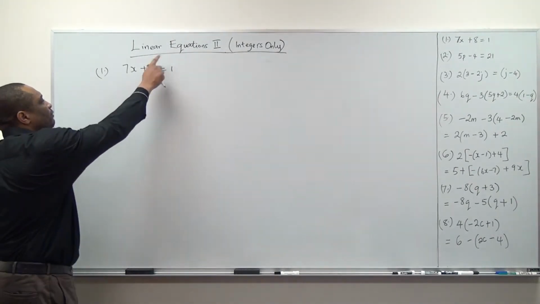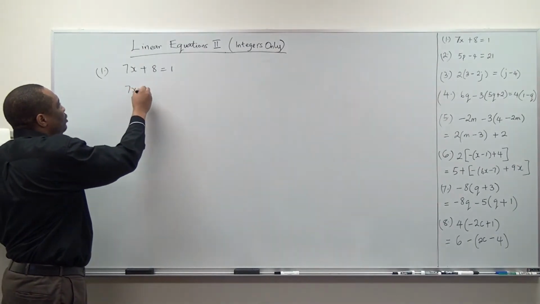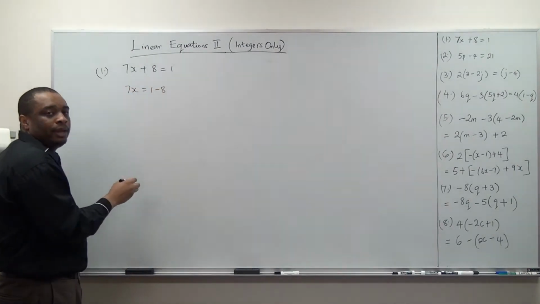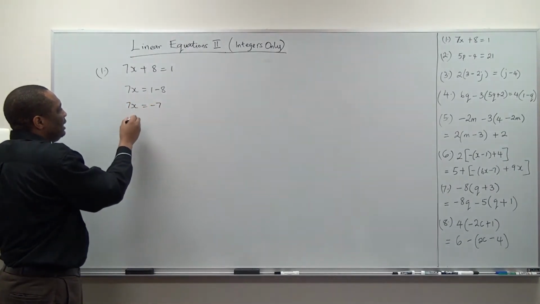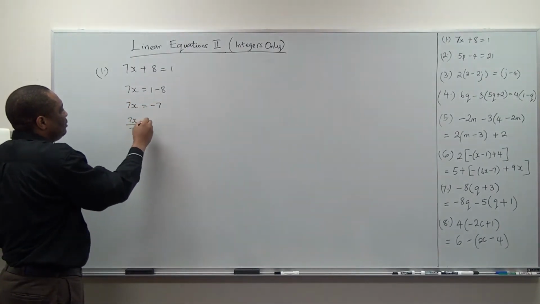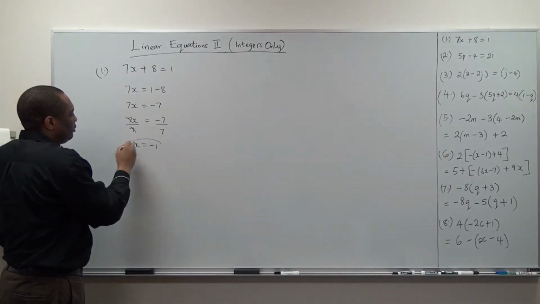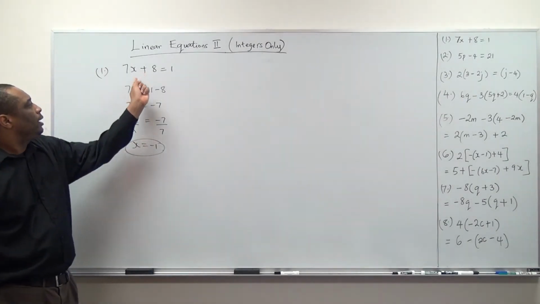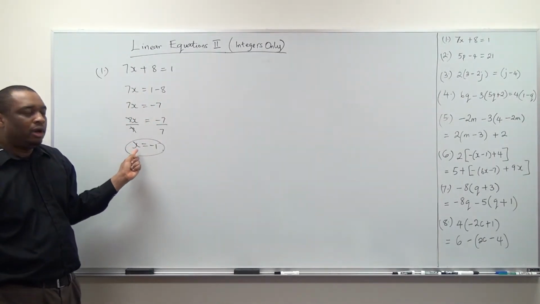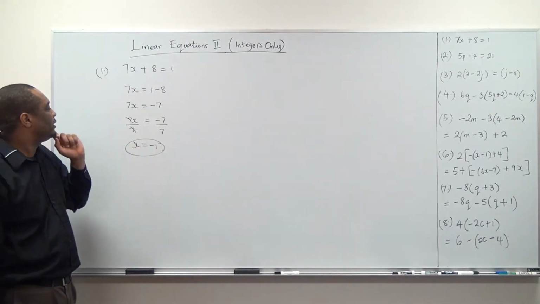In this case, we move this constant to join the brother. This will now be 7x equal to 1 minus 8. And this gives you 7x equal to negative 7. Then you divide both sides by 7. You now have that x will be negative 1. As you would recall, the variable will always be on the left hand side, and the variable here is x, of course.